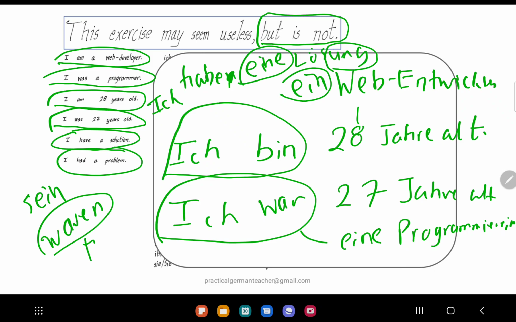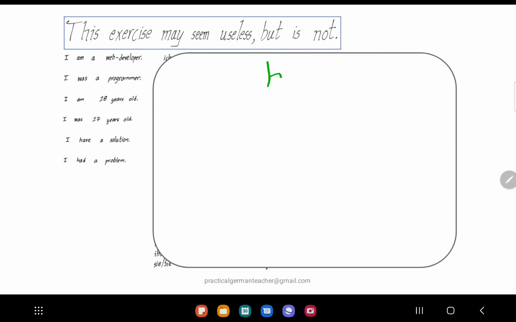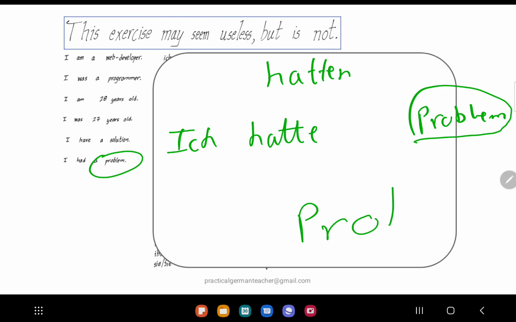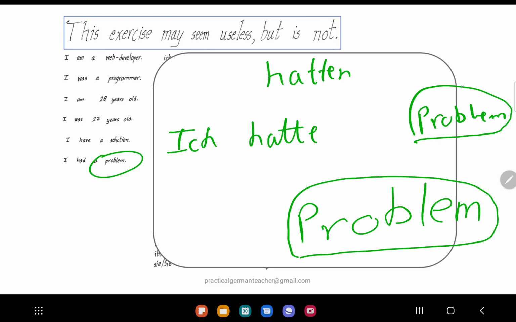And then I had a problem, so you will have to use hatten. And hatten for ich is hatte. Then you have problem. In English you say problem, in German you say Problem. Because German is a phonetic language, you pronounce the words as they are. For example, P, R, pro, then O, then B, prob, probl, proble, problem. This is why you never have to guess the pronunciation of any German word if you know how to pronounce all the German alphabets.